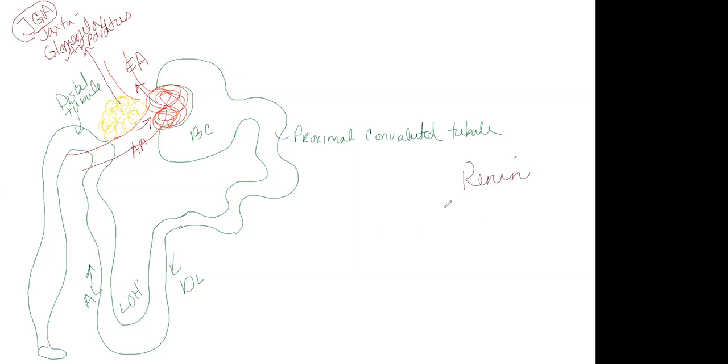So remember, I'm just going to leave you with this, all right? What happens when you have low pressure? That low pressure sets off the renin, angiotensin, aldosterone system.